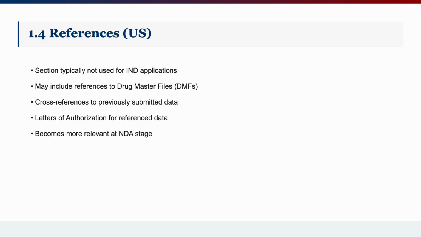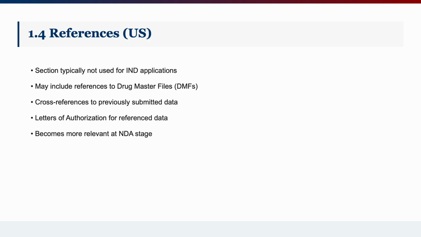Section 1.4 is designated for references, but its use in IND applications is limited. Let me explain what this section is designed for and when you might need it. In marketing applications like NDAs, sponsors often rely on data that has been submitted by others. This could be published literature, data from other approved drugs, or information held in drug master files. Section 1.4 is where these references would be documented. Drug master files are particularly relevant here.